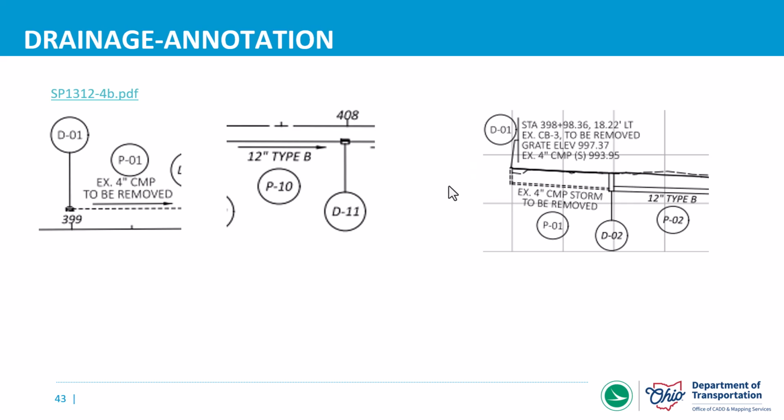So let's jump over to ORD and take a look at how we can do the annotation. I guess one other thing I should mention before we jump over is the cross-section annotation is going to be pretty much the same as you see for profiles, so I didn't have a screenshot, but they're pretty much the same requirements.